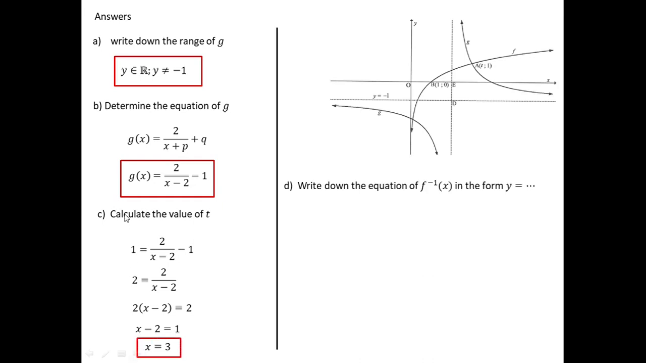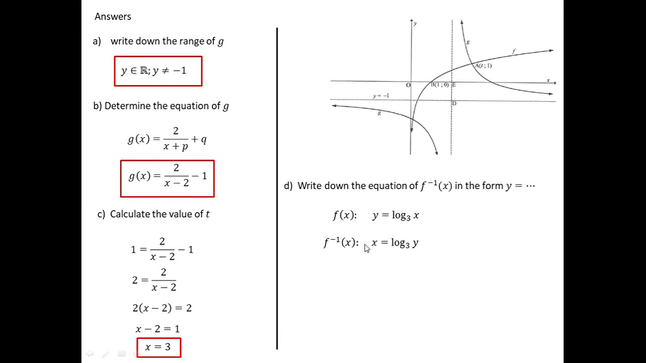Write down the equation of f to the minus 1 of x in the form y equals something. So f to the minus 1 means the inverse. So we need to write down the equation of the inverse of this logarithmic function. So f of x's equation is this. We need to write down its inverse.